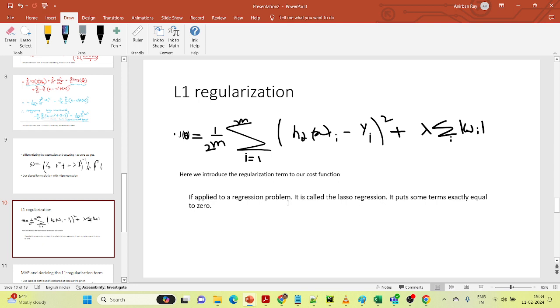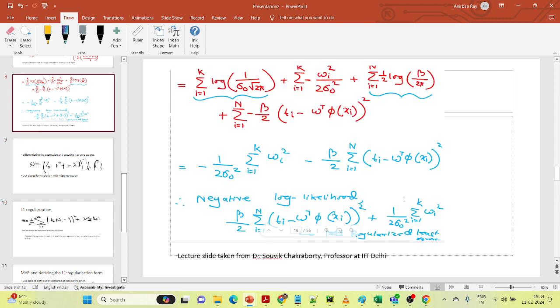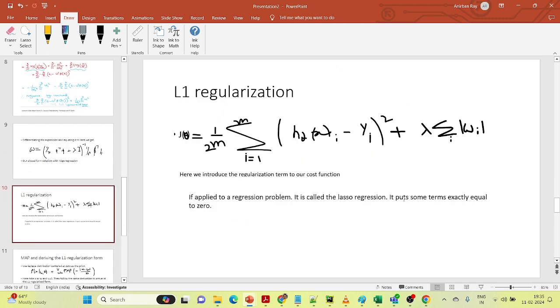If this is applied to a regression problem, it is called lasso regression, and it actually puts the parameters of the higher dimension terms exactly at 0. That is the benefit: your cost function will simplify a lot. The terms that are not required are just removed. In L2, you will not be able to remove the term; they will always remain as small terms.